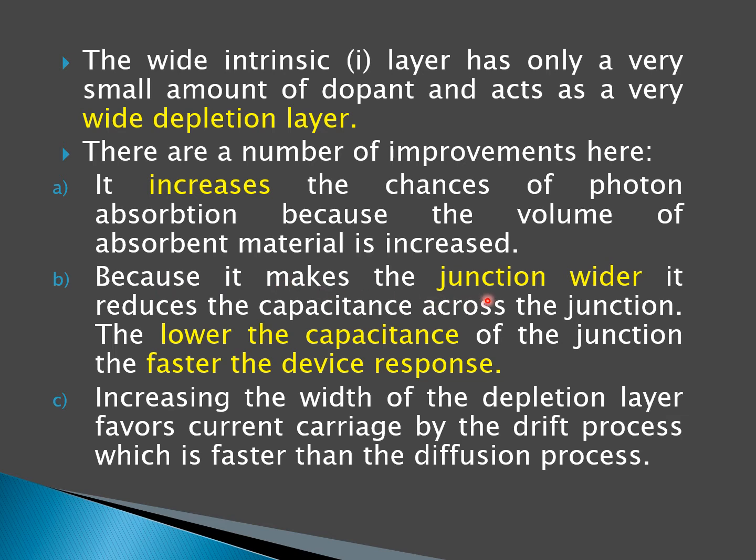Because it makes the junction wider, it reduces the capacitance across the junction. The lower the capacitance of the junction, the faster the device response. And finally, it increases the width of the depletion layer, which favors current carriage by the drift process, which is faster than the diffusion process.